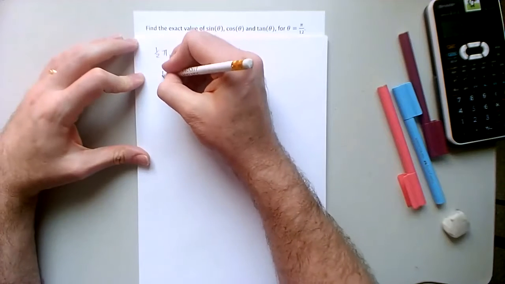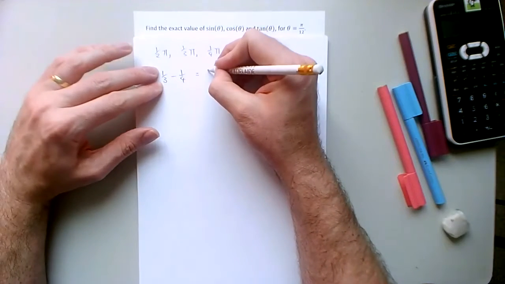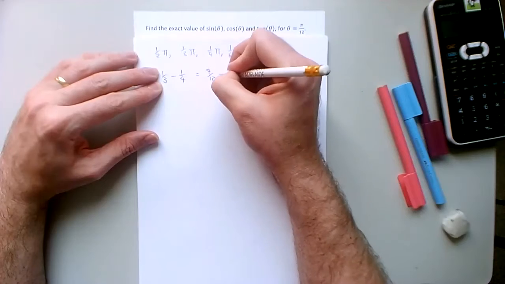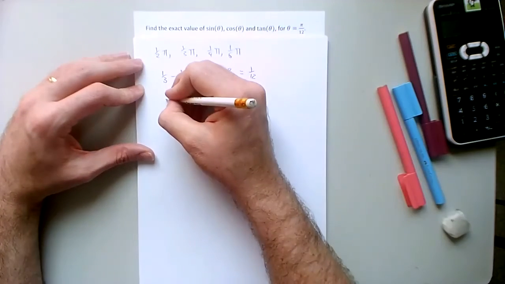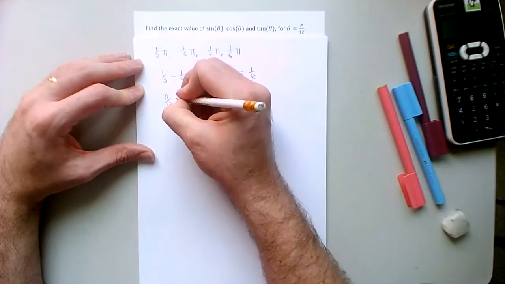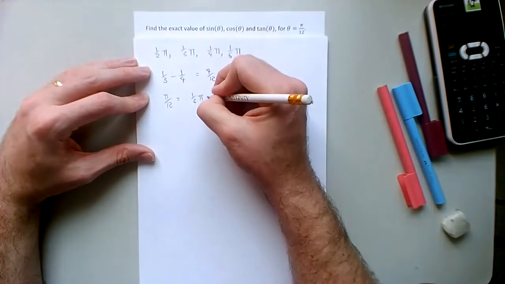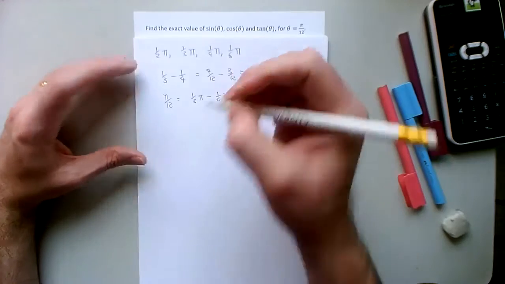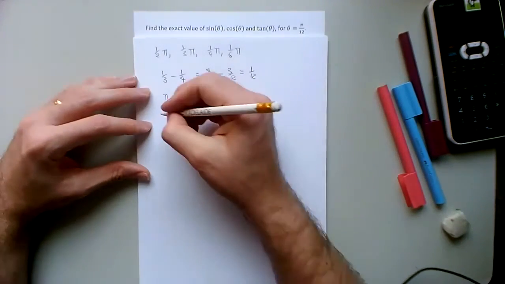Let's give it a go, just a second. A third minus a quarter. The third would be 4/12, and the quarter would be 3/12, which is a 12th. Okay, so pi on 12 is going to be a third of pi minus a quarter of pi, which means that we can use the addition and subtraction formulas to figure it out.